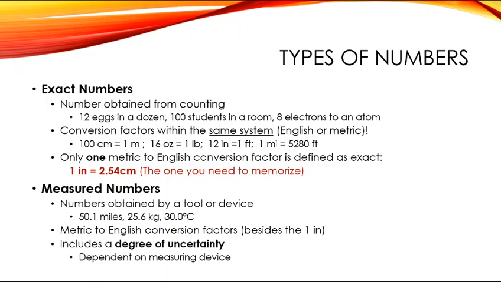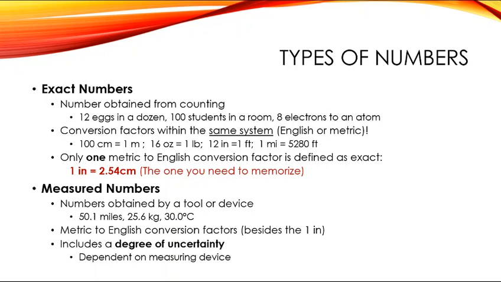In addition to that, conversion factors within the same system. Please note my underlined words there. So conversion factors within the English system or conversion factors within the metric system, those are going to be considered exact. And so 100 centimeters in 1 meter, 5280 feet in 1 mile. And so centimeters and meters are in the same system, miles and feet in the same system, inches and feet in the same system. And so conversion factors within the same system are considered exact. But conversion factors between English and metric are not.